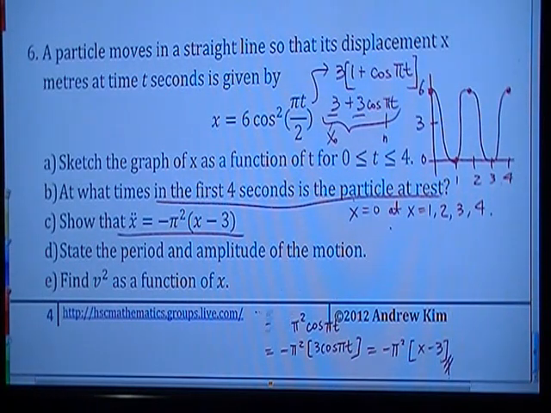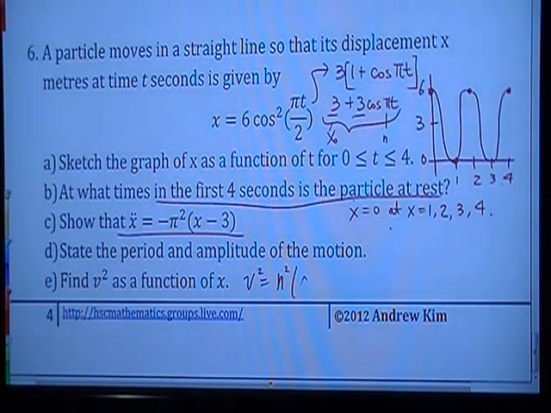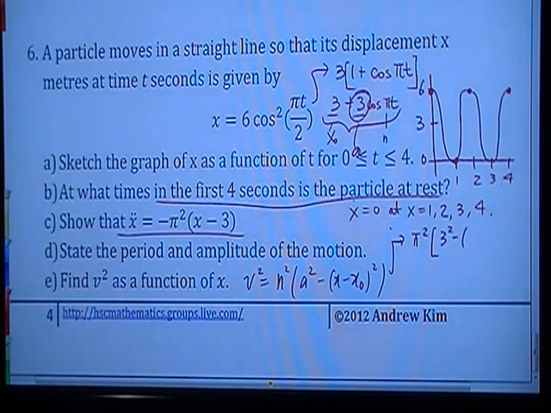So for part E, find v squared as a function of x. V squared equals n squared times a squared minus x minus x naught all squared. I'm sure that's it. What's your n? Your n is pi. What's your a? Your amplitude. Your amplitude is whatever's in front here. That's your a. Remember, you could read that, right? So it's 3 squared, take away, and what's your center of motion? 3 as well. x minus 3 all squared. Okay. Which will equal pi squared times 6x, take away x squared.